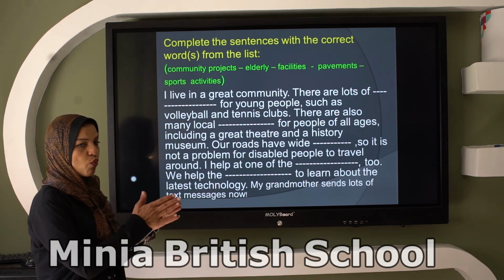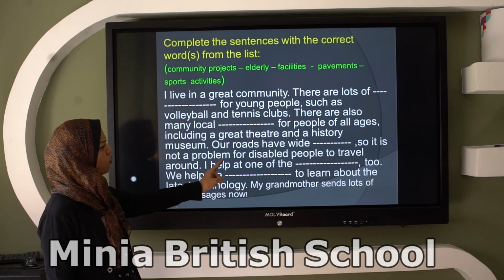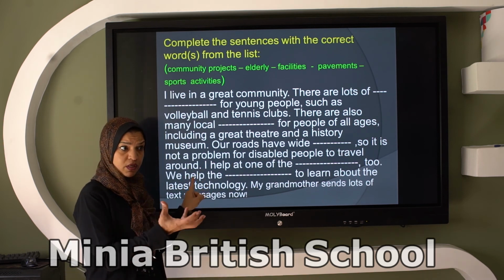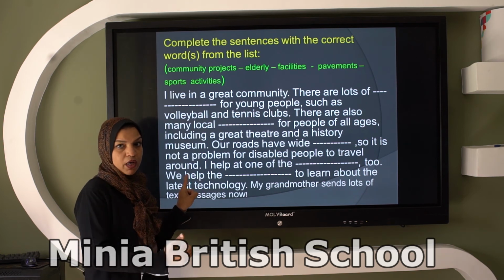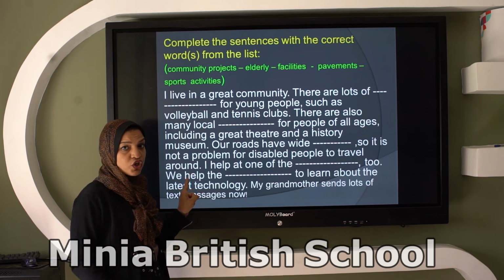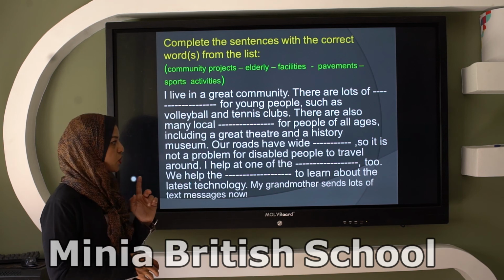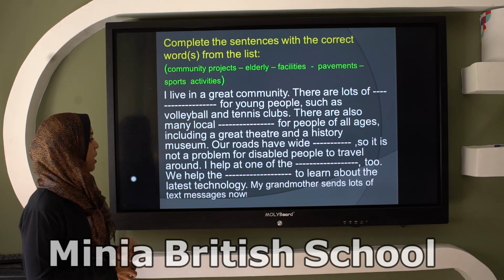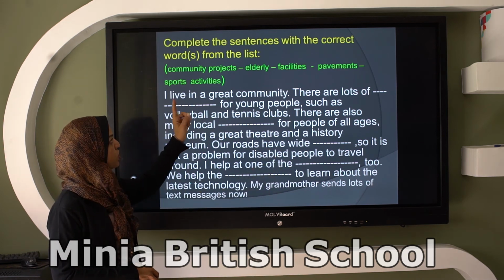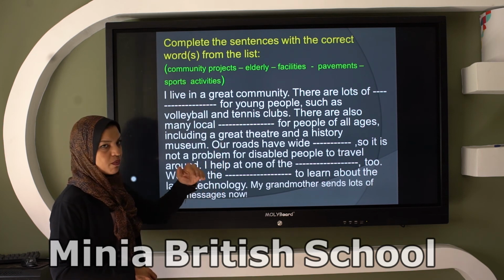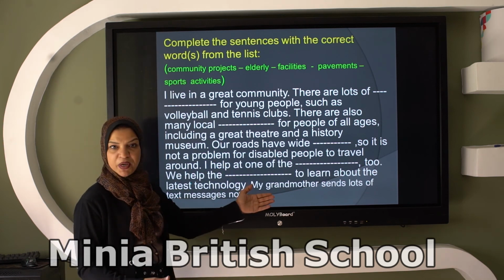Our roads have wide, definitely pavements, so it is not a problem for disabled people to travel around. I mean, this place can take so many disabled people, like maybe a blind person, maybe those who use a wheelchair, to use that part for traveling around the city. So the only word that works here is pavements, wide pavements. I help at one of these spaces too. And by the way, we have community projects and elderly. That's the only ones that are left. So community projects too. We help the elderly.